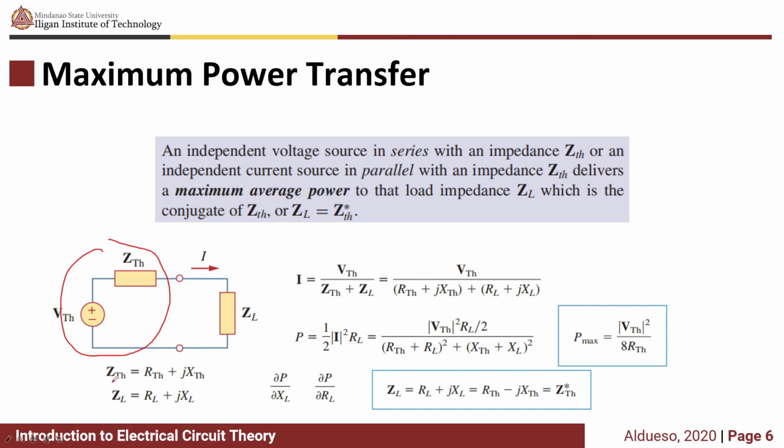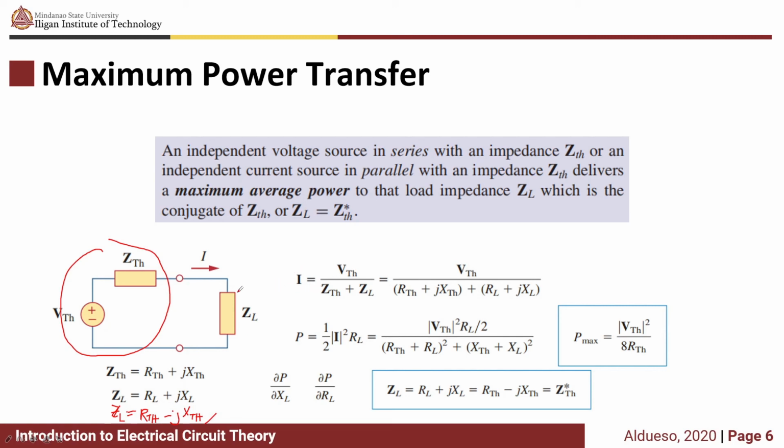Meaning if we have ZTH equal to RTH + jXTH, and ZL equal to RL + jXL, our ZL should be equivalent to RTH − jXTH. How did we arrive at this?